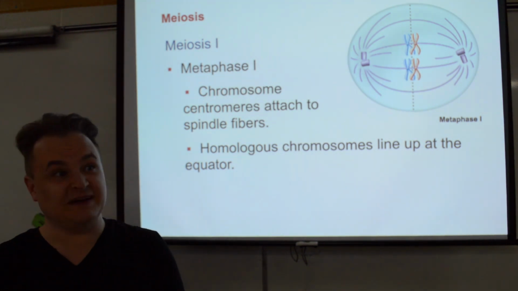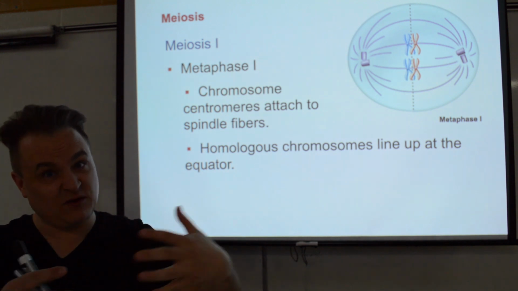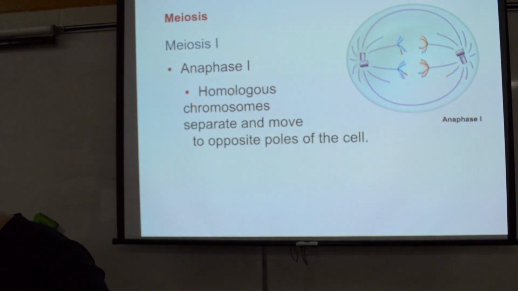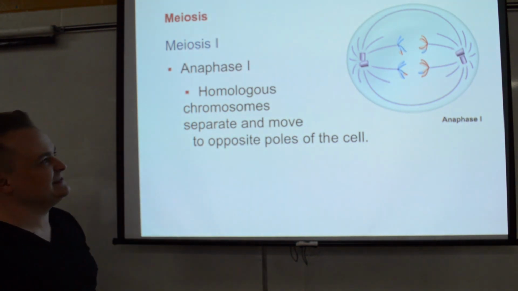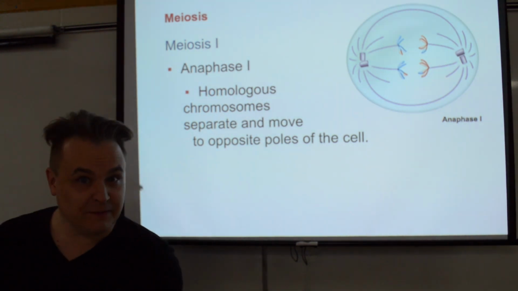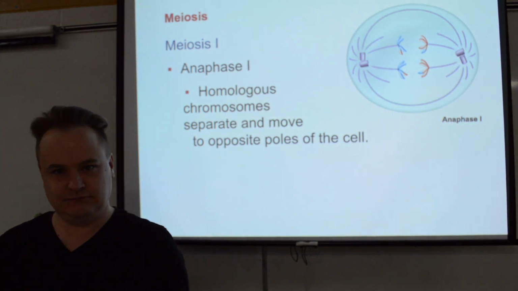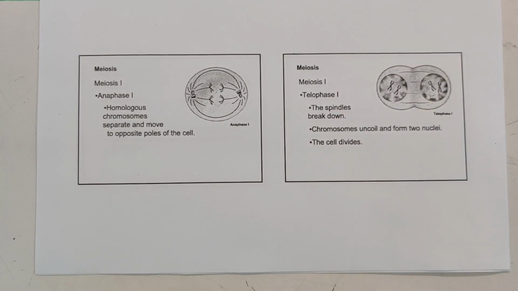Guess what's after metaphase? I picked my apples. Anaphase. Anaphase means away. Are we correct? Let's see what happens in anaphase 1. Homologous chromosomes separate and move to opposite poles. That sounds familiar, doesn't it? Because it's the same thing again. Anaphase is anaphase.